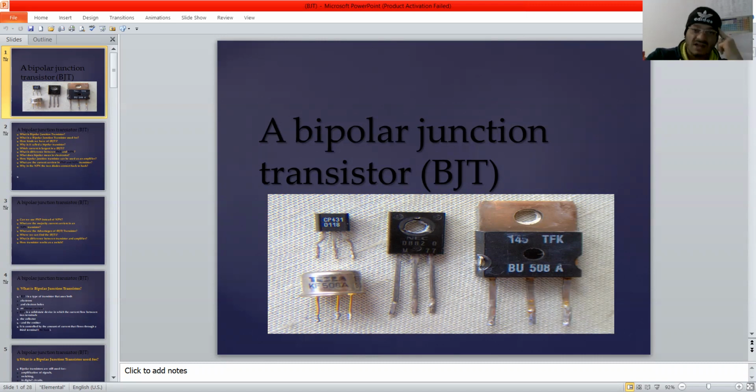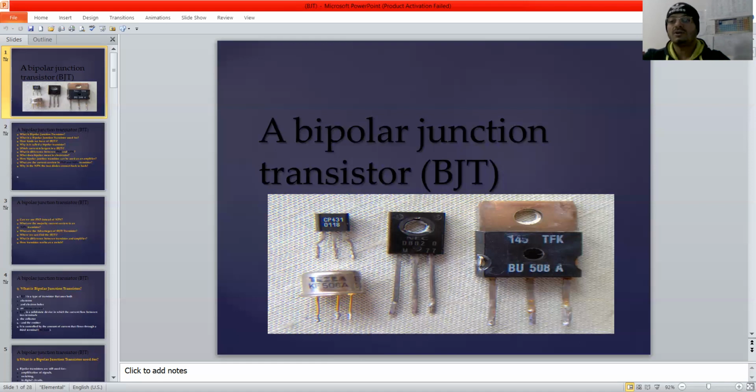Let's go to the next slide. Let's start from what the bipolar junction transistor is. Let's know what the BJT device is. It's a type of transistor that uses both electrons and electron holes. That means it uses two kinds of charge carriers, electrons and electron holes. BJT is a solid state device, belonging to the solid state family, in which the current flows between two terminals.